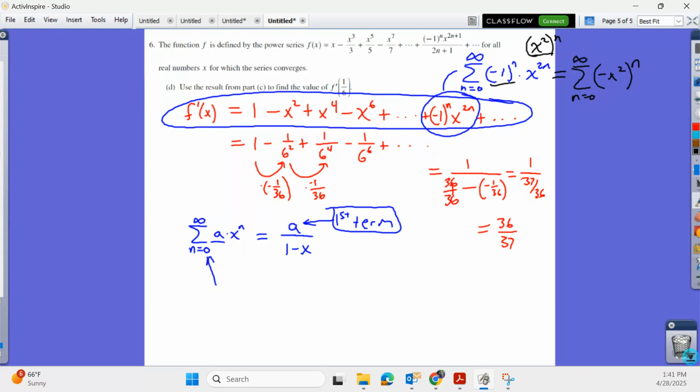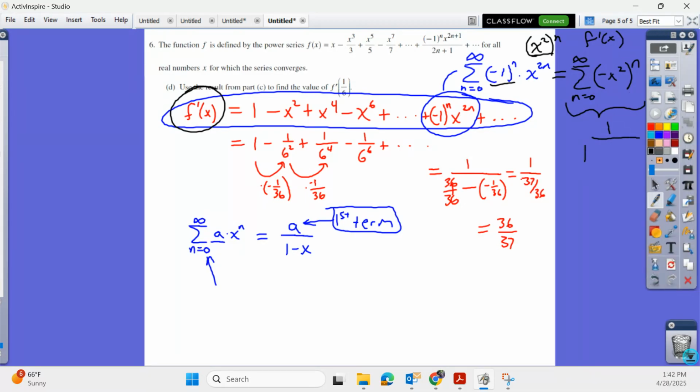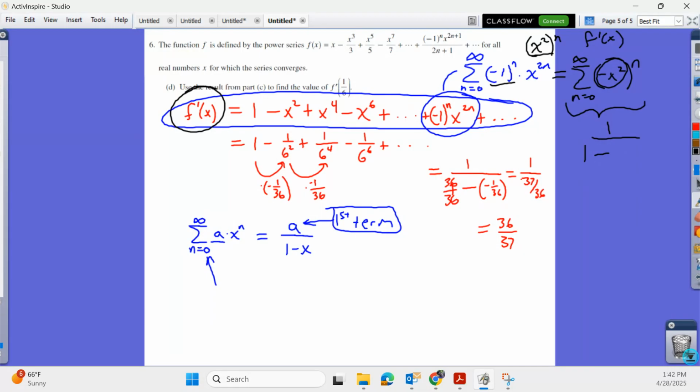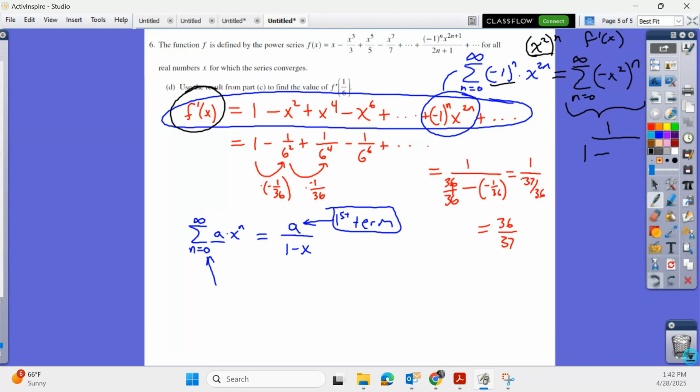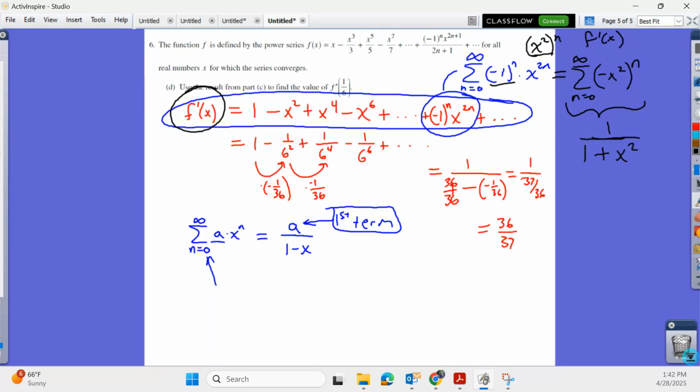And so this function, this is f prime of x. That's what this is. And it's going to be equal to, when I plug in 0 for n, that very first term, I get 1. So 1 over 1 minus, and then this common ratio, the base of the exponential function, so minus negative x squared. So that's 1 over 1 plus x squared. And that's the function. That's what f prime of x is. F prime of x is 1 over 1 plus x squared.